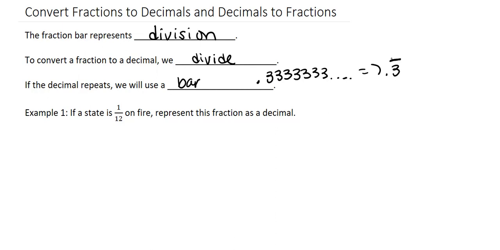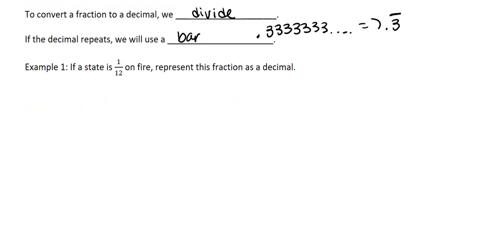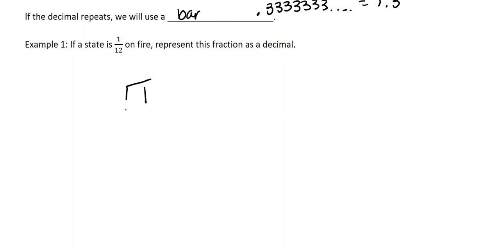So example 1, if a state is 1/12 and 5, represent this fraction as a decimal. So let's go ahead and do this. We're going to put the 12 on the outside. Now 12 can't go into 1, so let's just go ahead and put a 0 there. We'll bring the decimal straight up. Now 12 can't go into 10, so that's 0 times, right? And we're only doing this because of the decimal here, right?